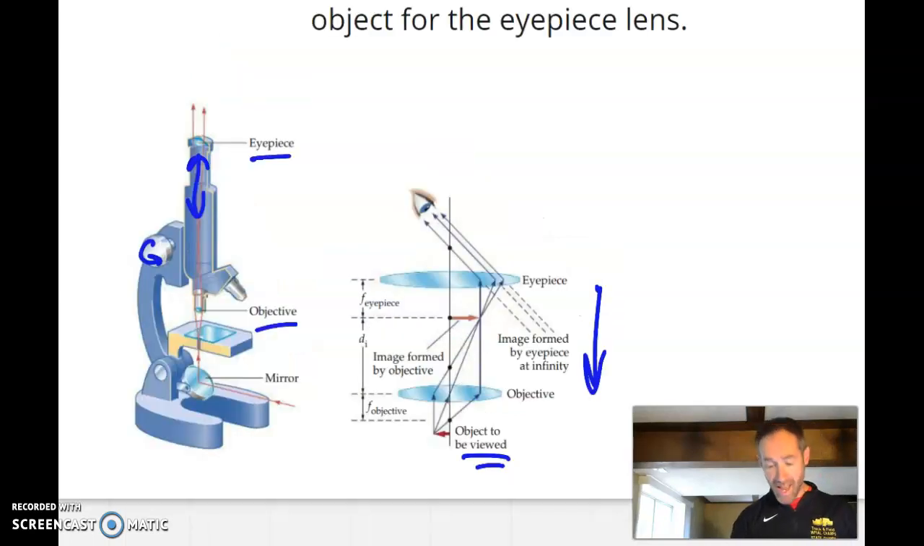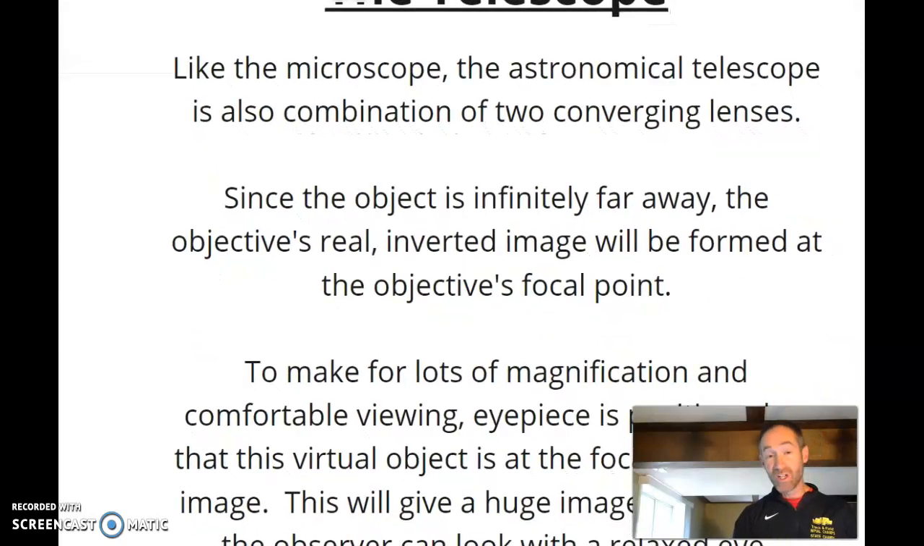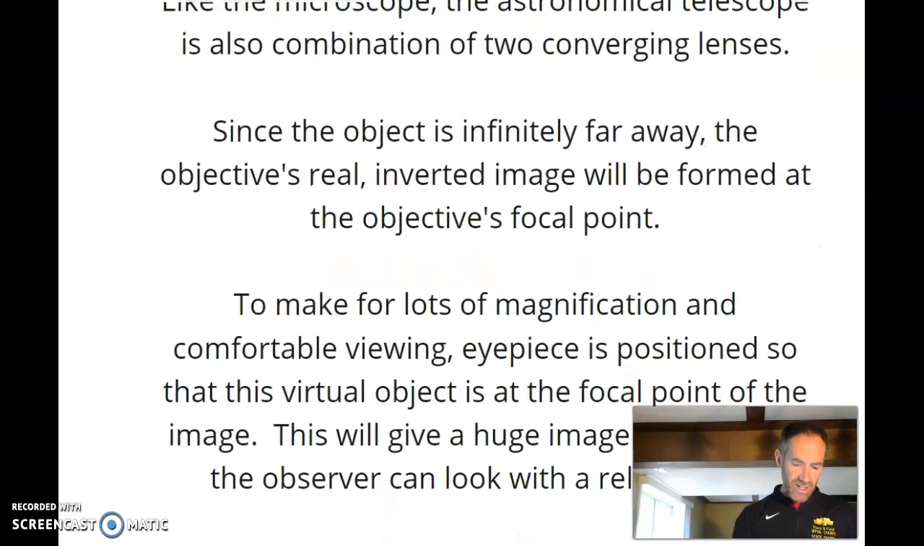Now, similar to that is the telescope, the astronomical telescope especially. Now, the astronomical telescope is a similar thing. It also uses two converging lenses. But now with two converging lenses this time, you're going to make it so that the two focal points coincide so that you can get a ton of magnification.